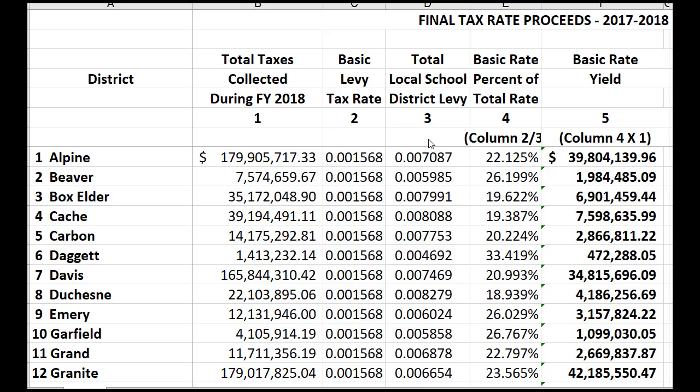This total rate is made up of various tax rates for multiple levies, such as the minimum basic tax rate, the board local levy, the voted local levy, the capital local levy, or the debt service levy. All of these rates are combined to give a total tax rate for each school district. Not each school district levies all of the above listed rates.